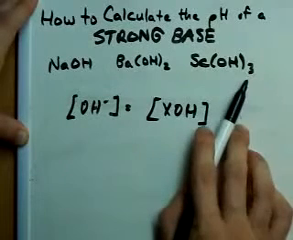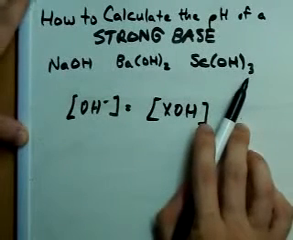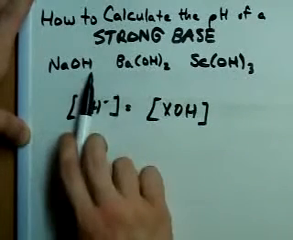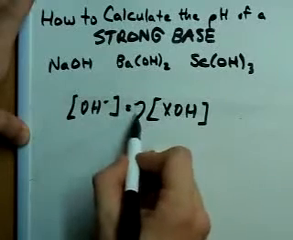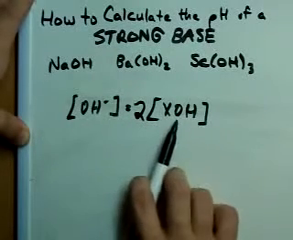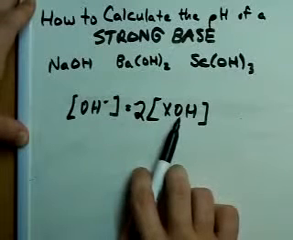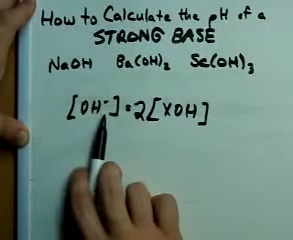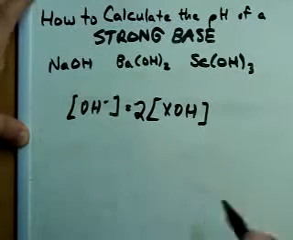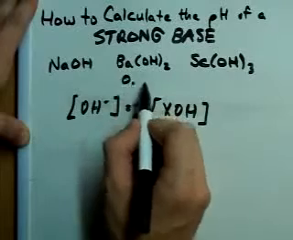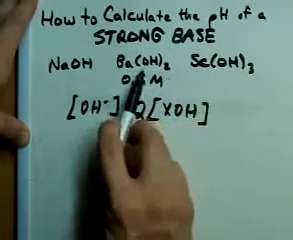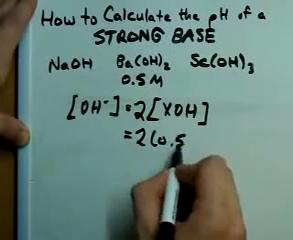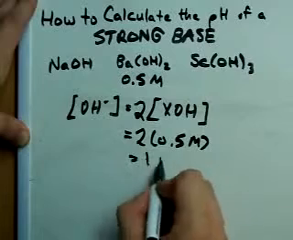Now, you have to count how many OHs each of these molecules gives you when it dissolves. This one gives us 3, this one gives us 2, this one gives us 1. Let's pick 2. For each of these strong base molecules that dissolve, we're going to get 2 OHs out, which is why we have to double the concentration. Or, for example, if we had 0.5 moles per liter of this barium hydroxide, our concentration here would be 2 times that, or 1 mole per liter.